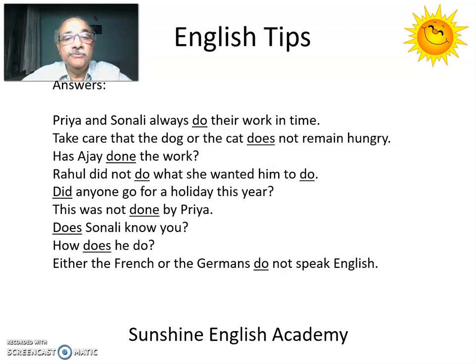Next, this was not done by Priya. This sentence is in passive voice. Here, was is the helping verb. And so, done is the main verb which is in the V3 form. Because in passive voice, the main verbs are always in the V3 form.